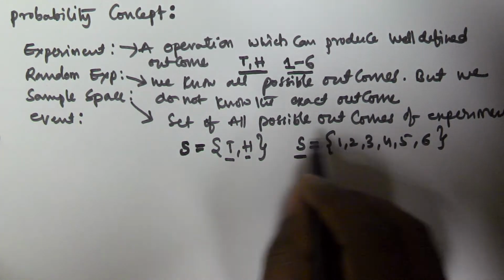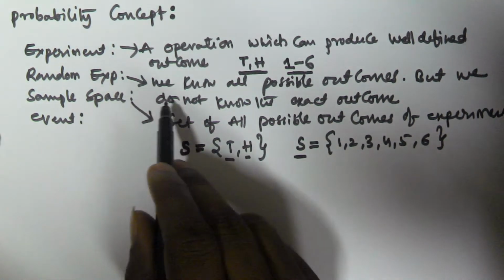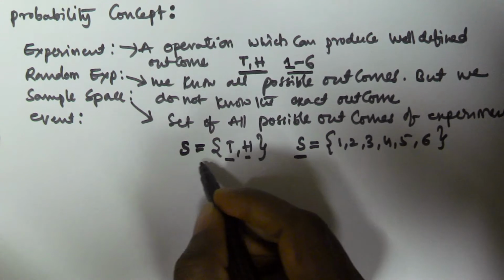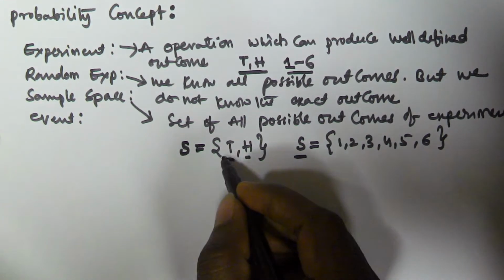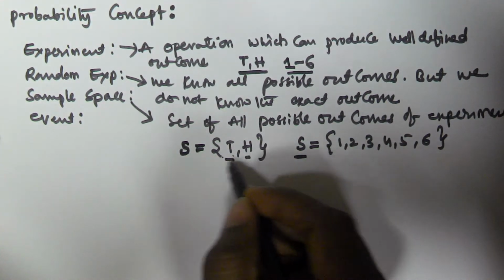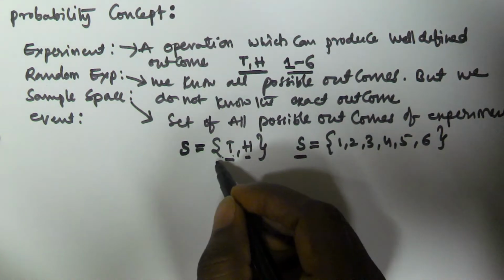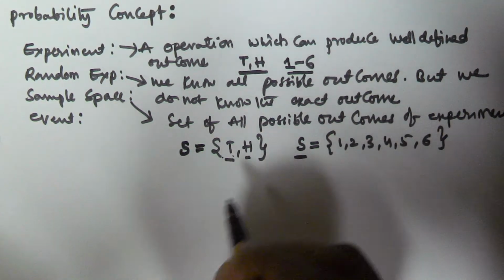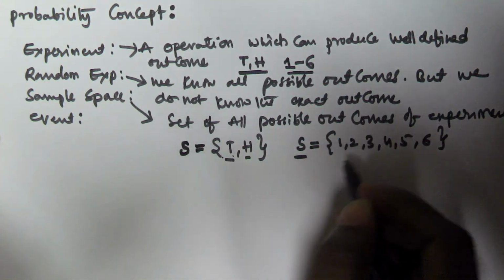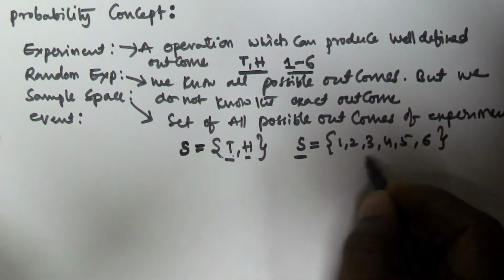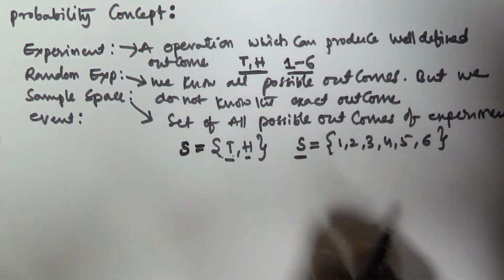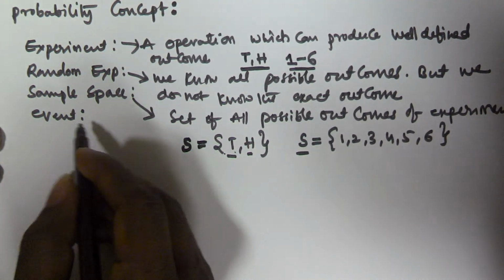I hope you got this one. Sample space is the set of all possible outcomes of an experiment. Whenever tossing a coin, we may get the outcome tail or head, so the tail and head together are put inside a set, and that is called the sample space of tossing a coin. And next is the sample space of throwing a dice, which contains 1 to 6. So next one is the event.